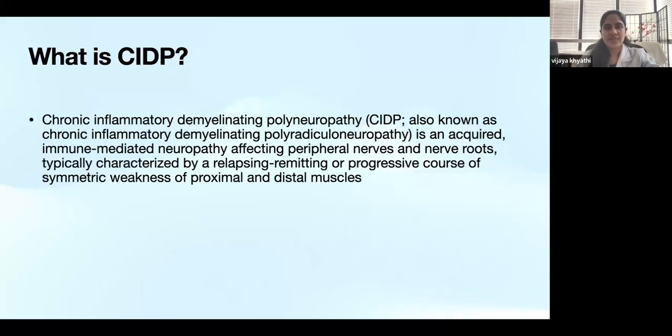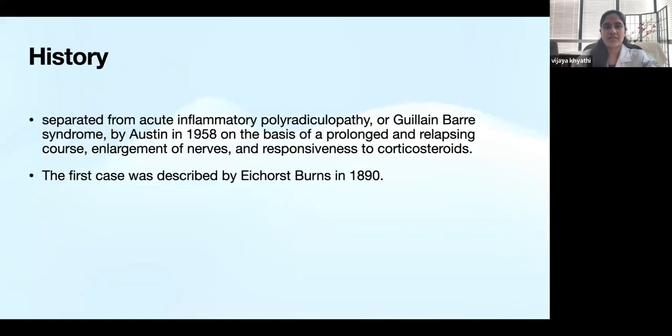So what is CIDP? CIDP is chronic inflammatory demyelinating polyneuropathy, which is an acquired immune-mediated neuropathy characterized by either a progressive or relapsing remitting course of disease, characterized by systemic weakness of proximal and distal muscles.